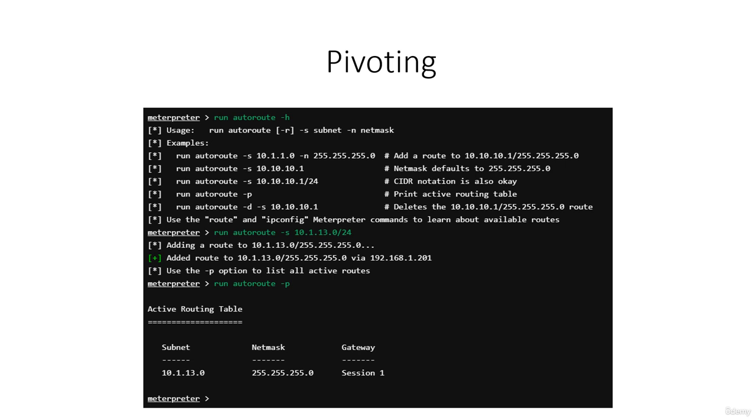So now that we have added our additional route, let me define this as well. What you have to do now is run autoroute -h. This will show all the autoroute options. Use route and ipconfig commands to learn the available routes. As you can see, -p will give you the active routing table. This is what is currently available.